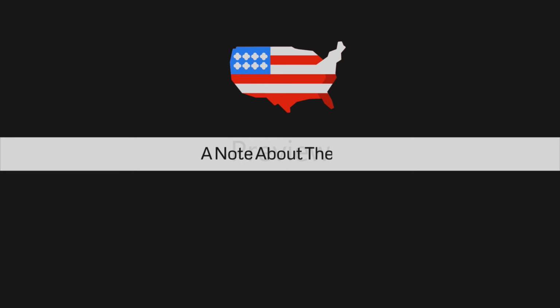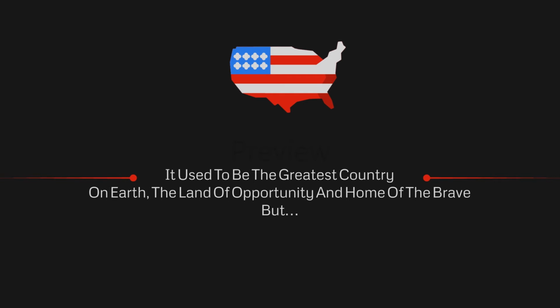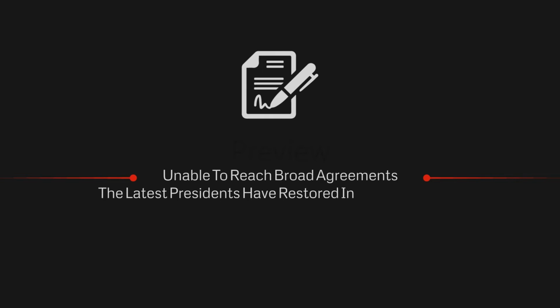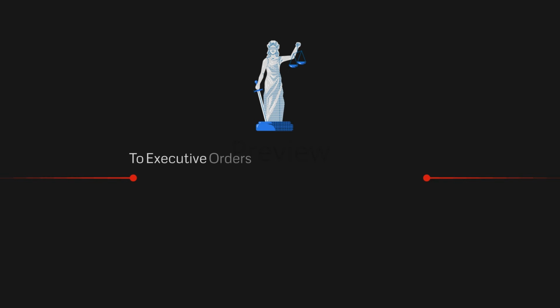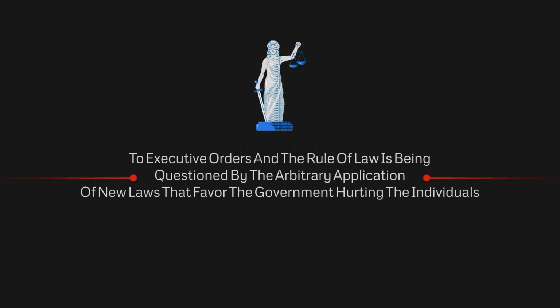A note about the U.S. It used to be the greatest country on earth, the land of opportunity and home of the brave, but politically, there is less and less consensus and institutions have been significantly weakened. Unable to reach broad agreements, the latest presidents have resorted in many instances to executive orders, and the rule of law is being questioned by the arbitrary application of new laws that favor the government, hurting the individuals.